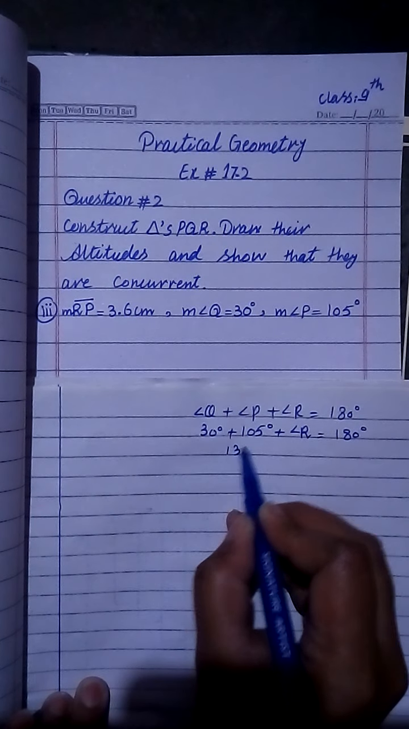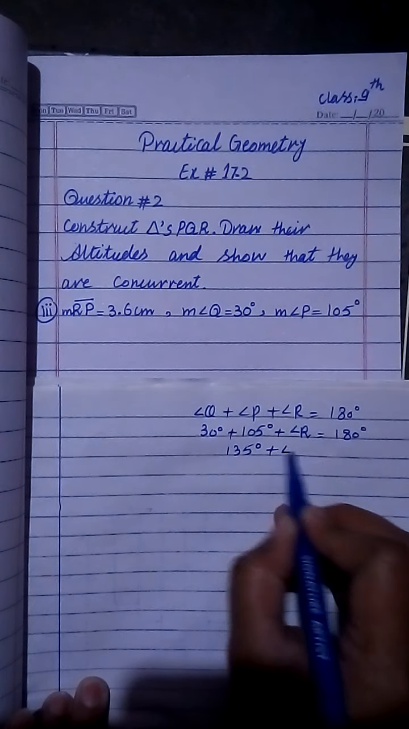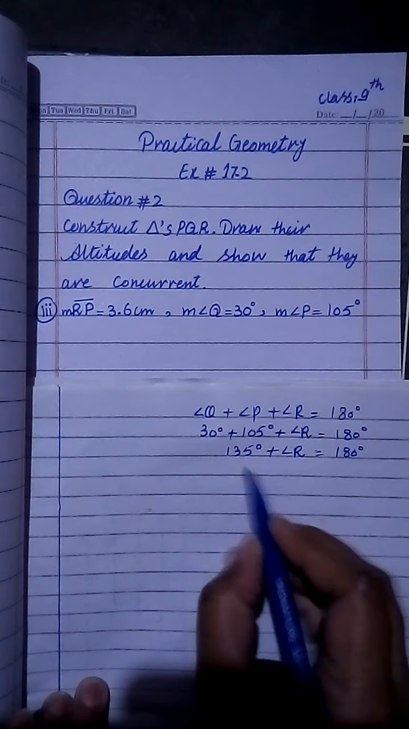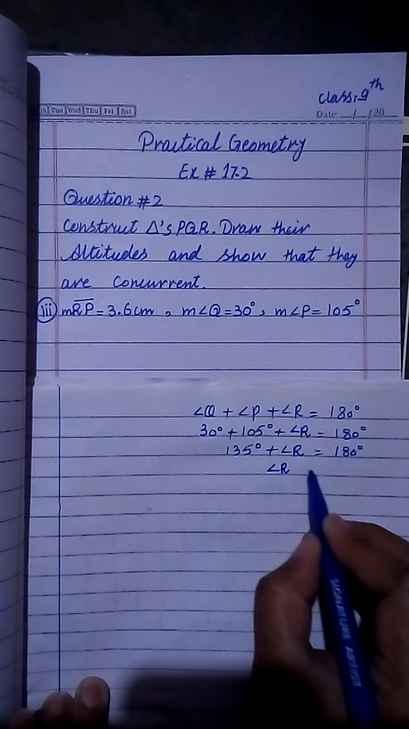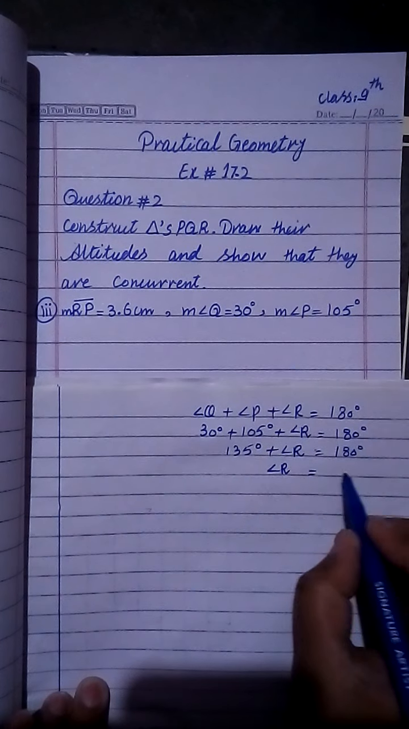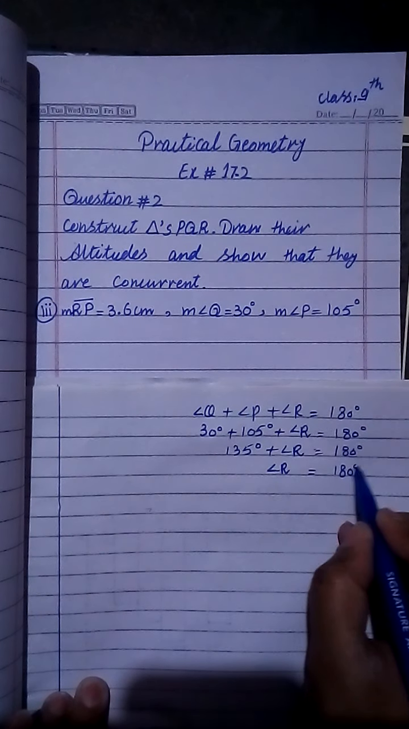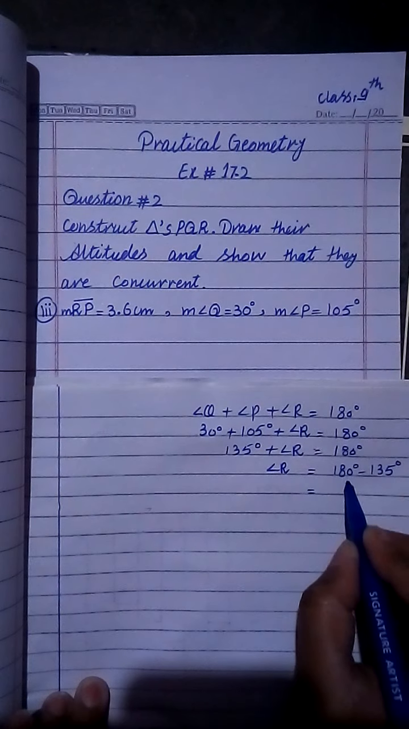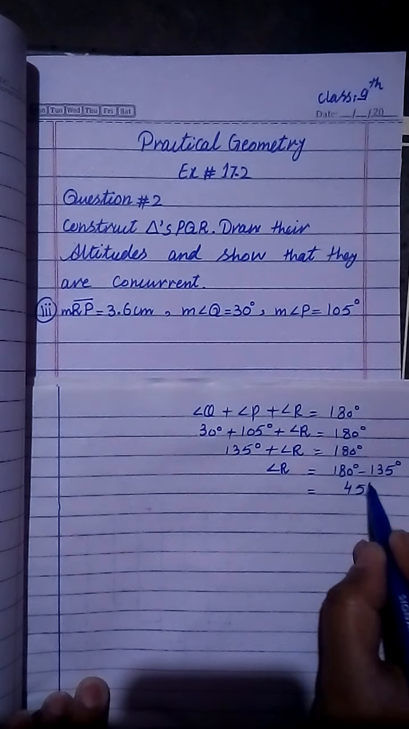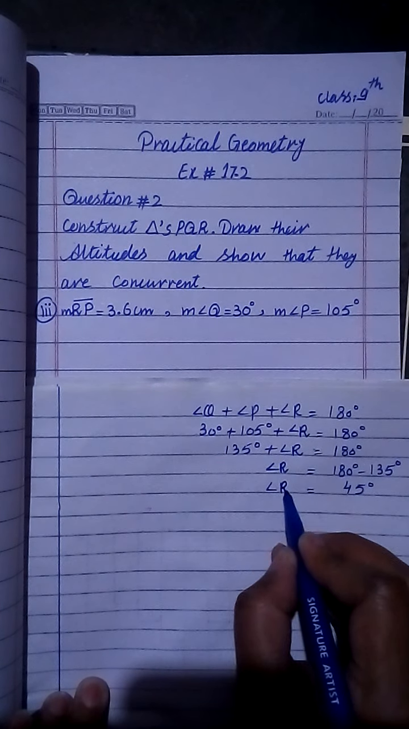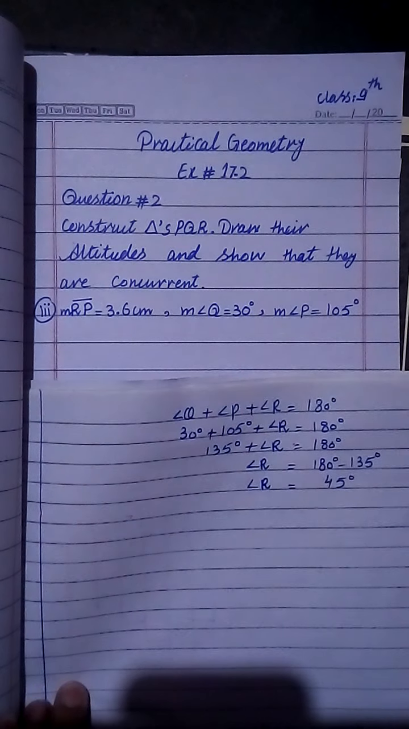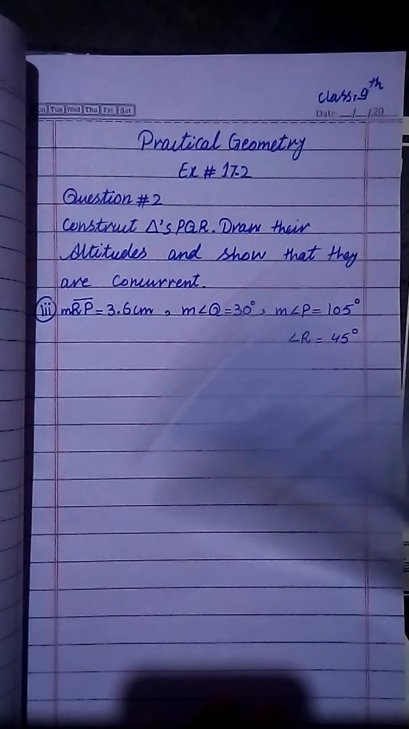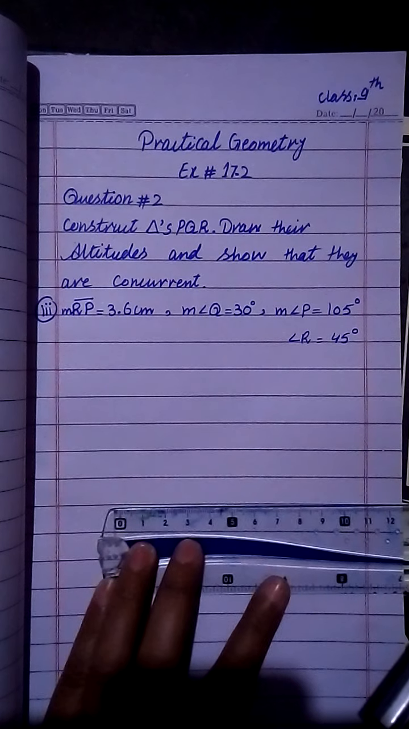Now it becomes 135 degree plus angle R equals 180 degree. Now check that angle R you are going to find out here, so 135 degree shifts to the other side, then it will be subtracted. After subtraction you get 45 degree. It means R angle will be equal to 45 degree. So first of all you have to draw the baseline, RP equals 3.6 centimeter.